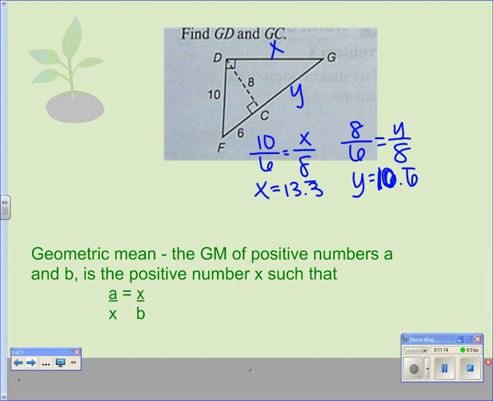All right, geometric mean. For two positive numbers, a and b, the geometric mean is x. And you plug it into this formula: a over x equals x over b.